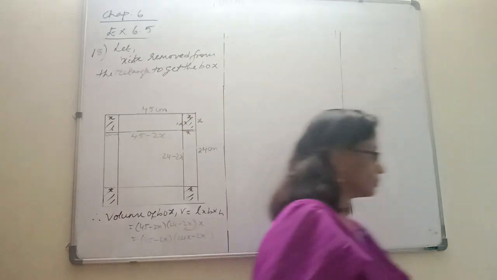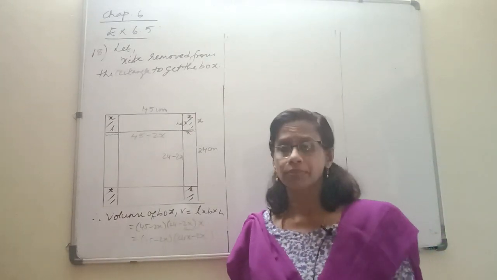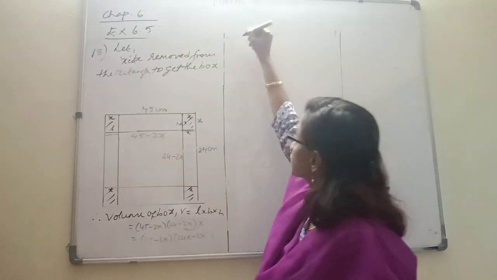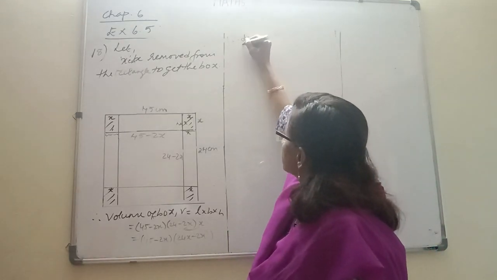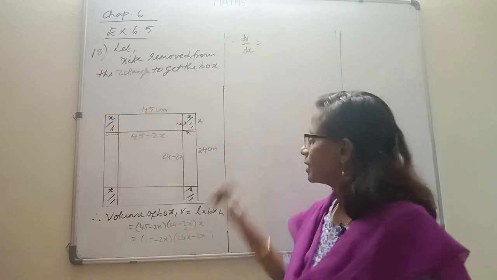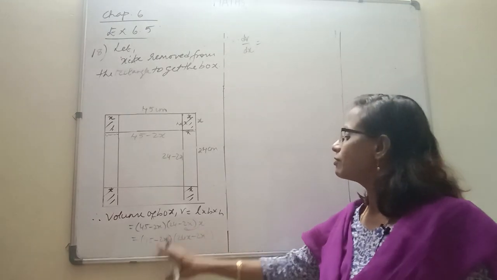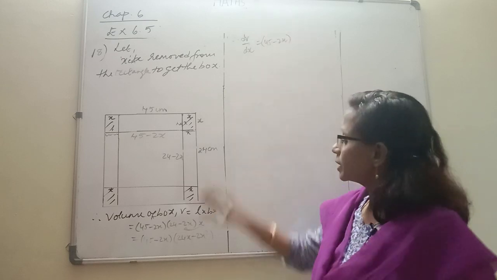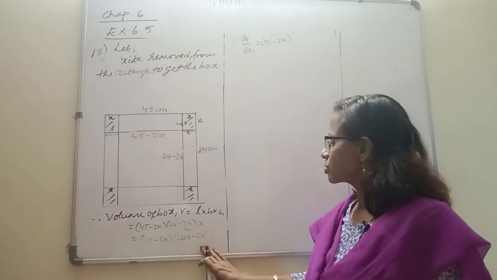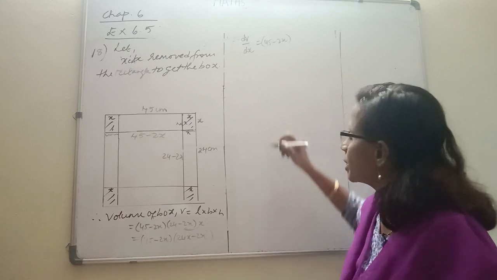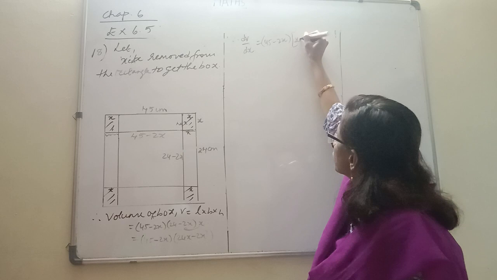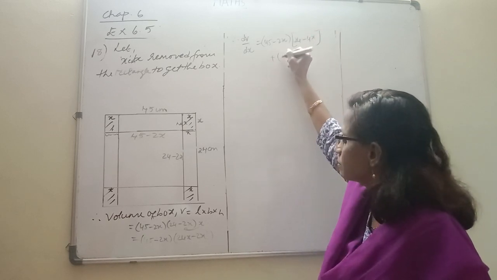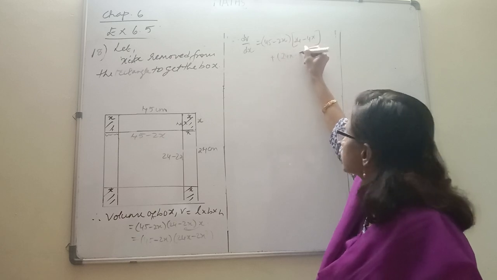Whenever we have to decide whether it's a maxima or minima, we have to get the first derivative and second derivative. So our first task is to get the first derivative, dV over dx. We can treat it as a product. We have 45 minus 2x as it is, and the derivative of 24x minus 2x squared, which is 24 minus 4x. So that's our first bracket. Then the second bracket, 24x minus 2x squared.